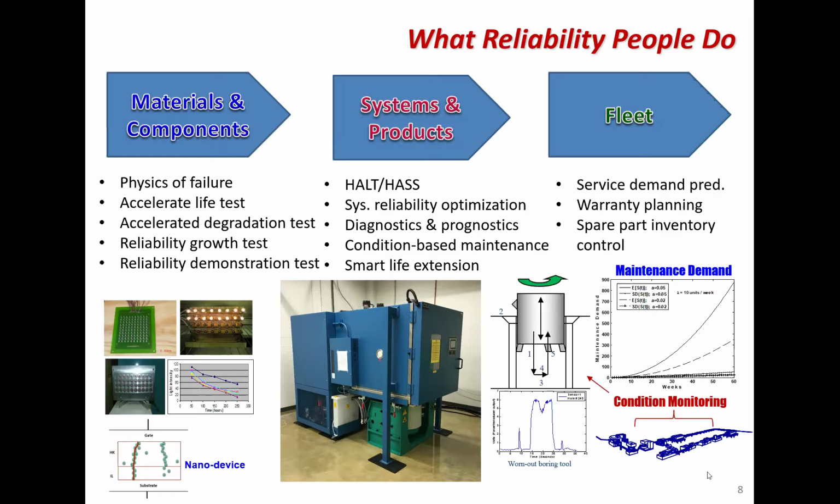Then people assemble those components together to produce a system. They also focus on system and product level reliability analysis and improvement. First, they do highly accelerated life testing, highly accelerated stress screening, and system reliability optimization. After the new product is developed and launched in the market, people buy it and use it, and we get data about the reliability of the fleet of the product in the field. Then people develop methods and models for predicting service demand, warranty planning, and spare part inventory control strategy. These are topics a lot of people have worked on in the past 50 to 60 years.